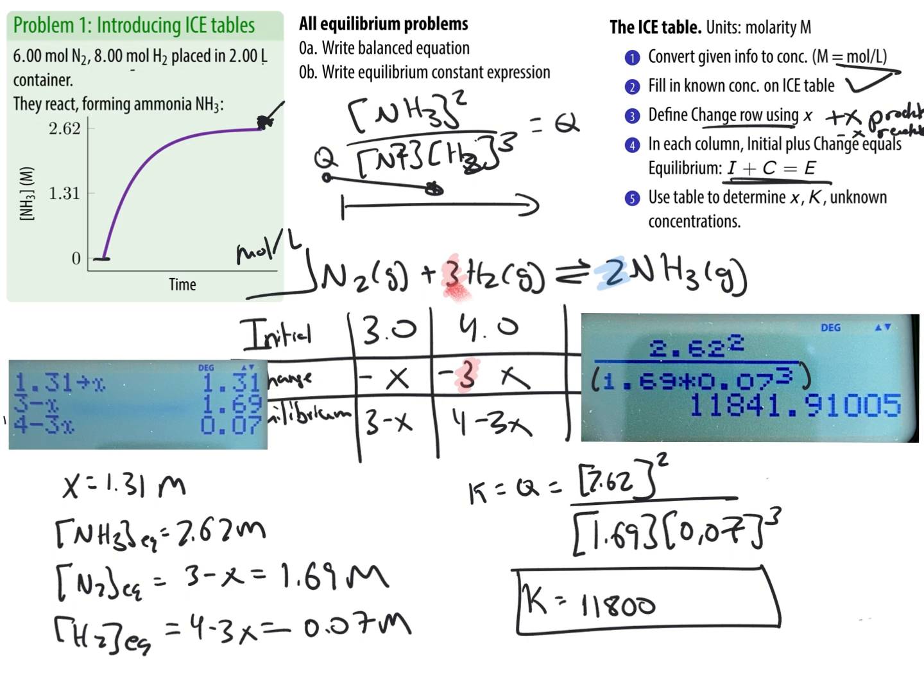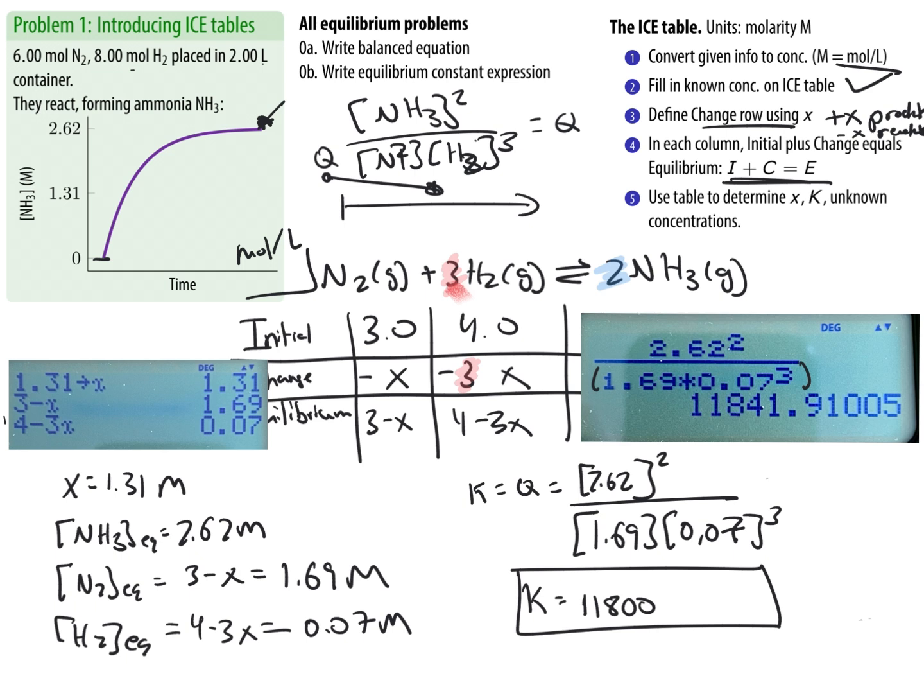So our final answer, K is equal to 11,800. That gives us some information about this reaction. That's a pretty big number. This is a reaction that definitely favors products significantly. We can also see that in the fact that we've almost completely run out of reactants. We still have a little bit of N2 left, but we've used almost all of our H2 and converted almost all of it into NH3.